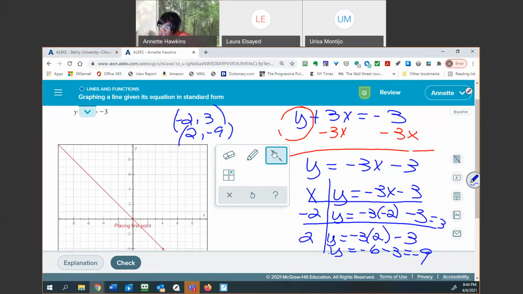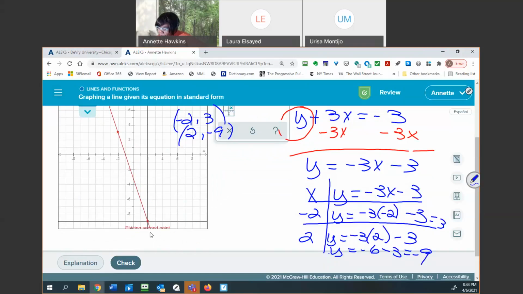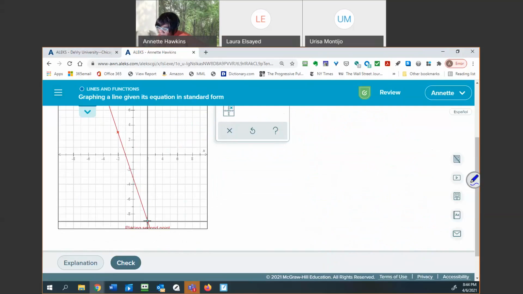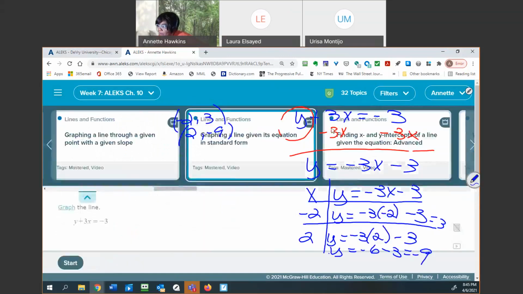All right, so we get negative 2, go up to 3. Go over to positive 2, go down to negative 9. See how they match? And that's the line. All right, let's graph vertical or horizontal lines.